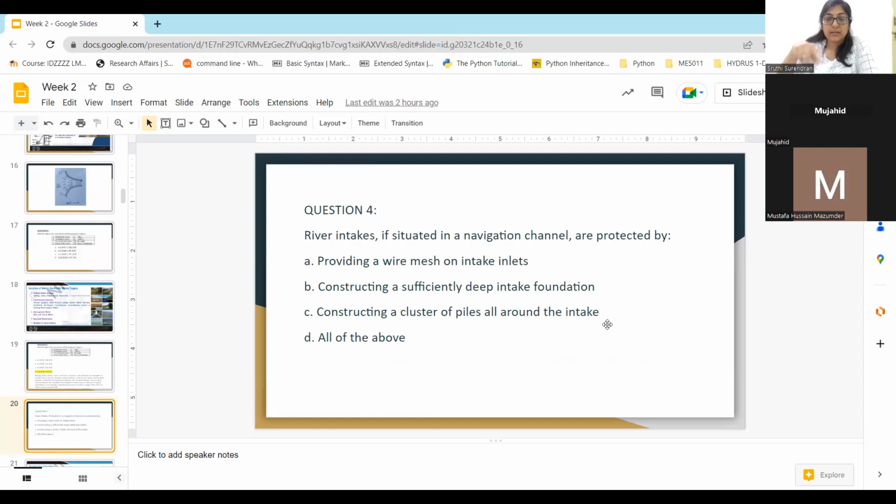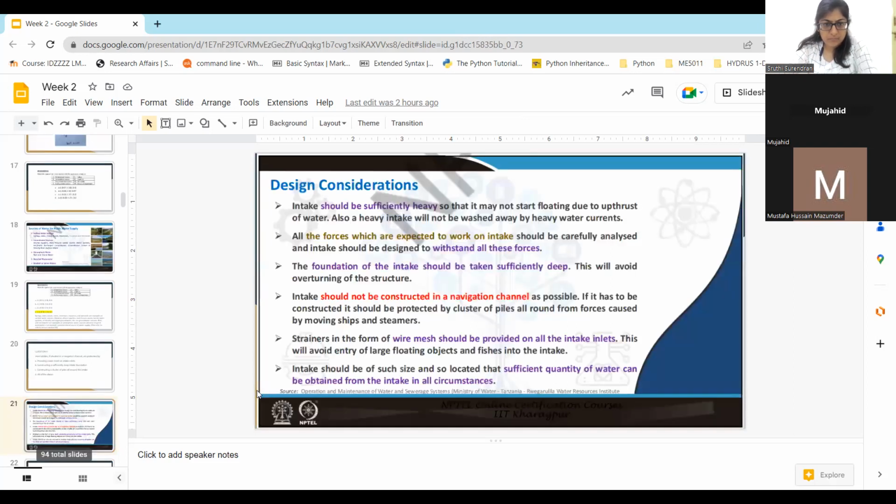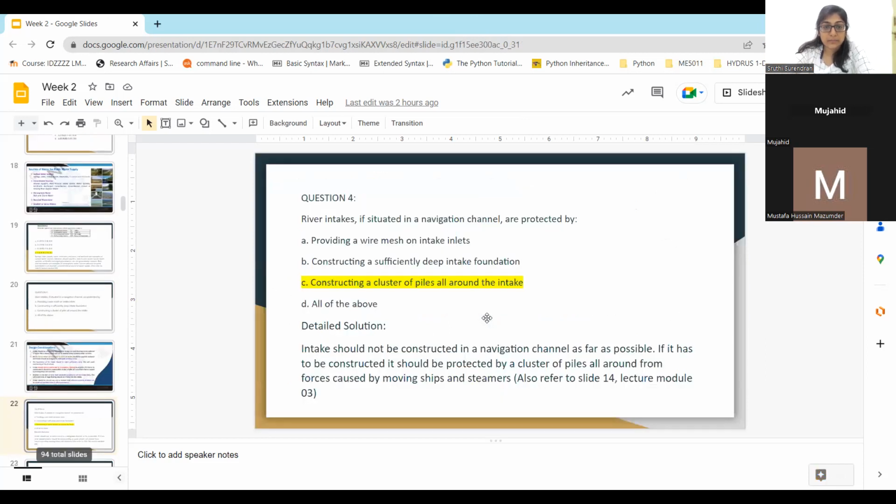So that piles are constructed so that we can protect it from the force of the water that will occur when ships or boats are moving through the navigation channel. This you can find in the site design construction. Intake should generally not be constructed in a navigation channel, but in case it is done, you have to protect it by constructing a cluster of piles all around it.